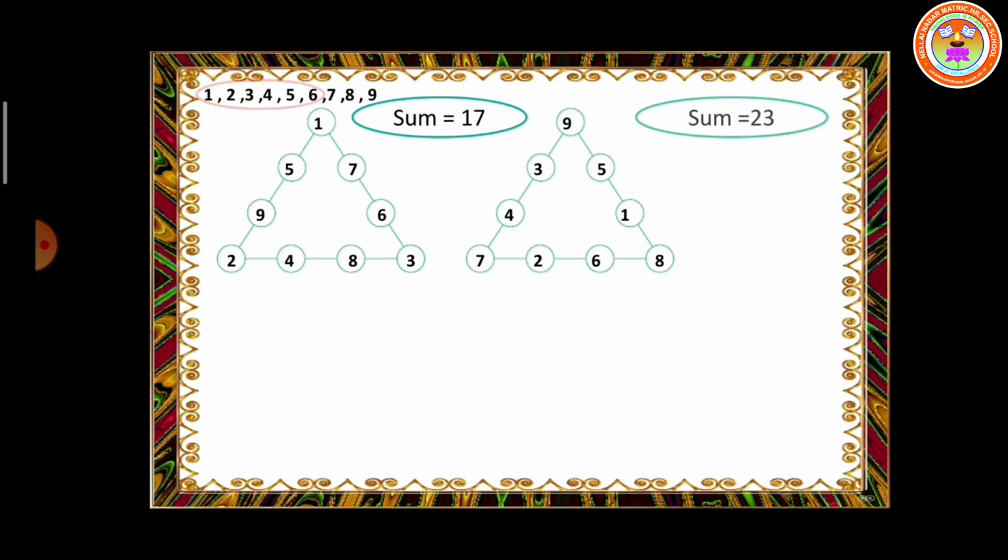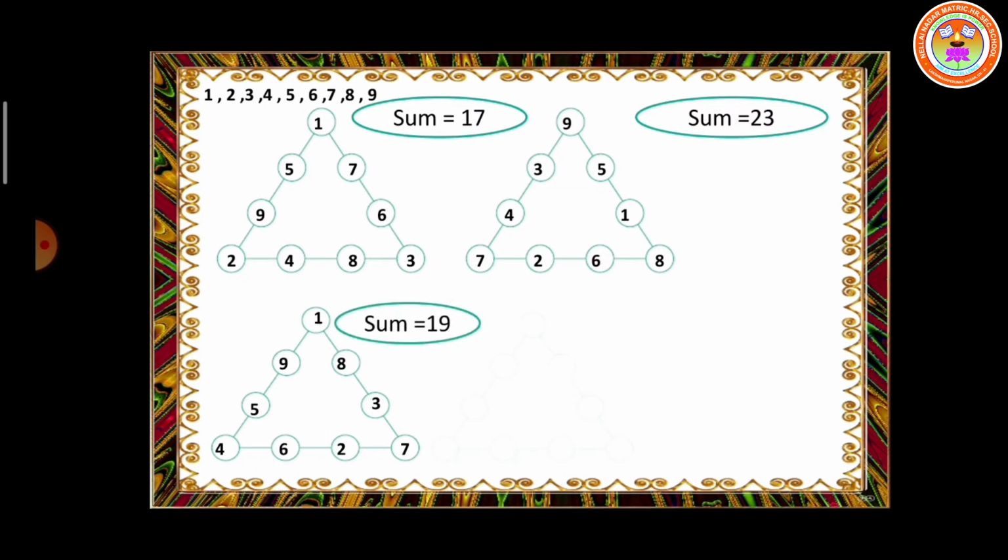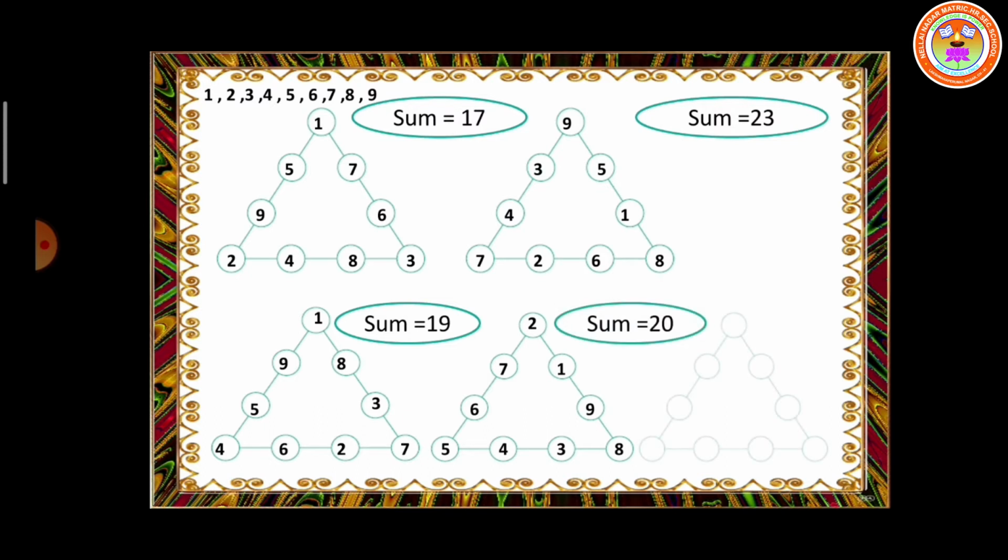The sum is 23. 7 plus 2, 9. 9 plus 6, 15. 15 plus 8, 23. 8 plus 1, 9. 9 plus 5, 14. 14 plus 9, 23. These are the possible ways. The sum is 19. The sum is 20. The sum is 21. These are the possible ways. How many possible ways are there? 5 possible ways.